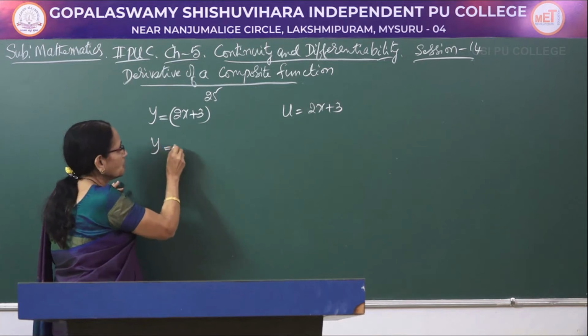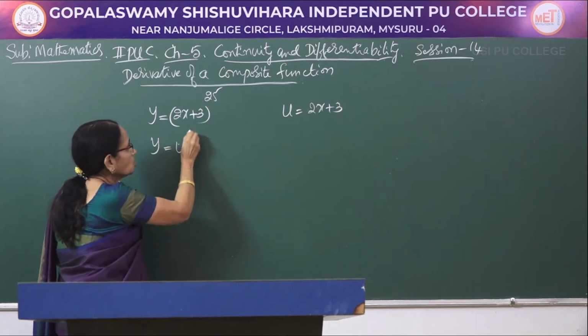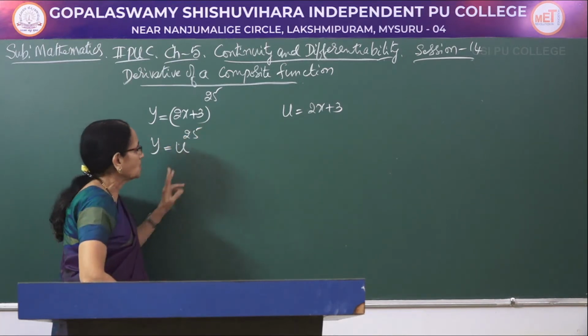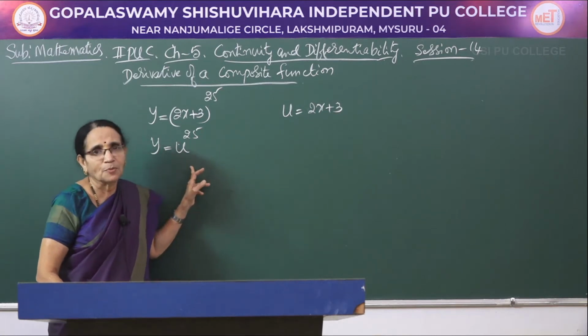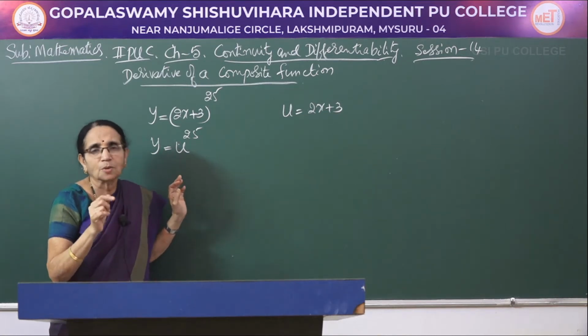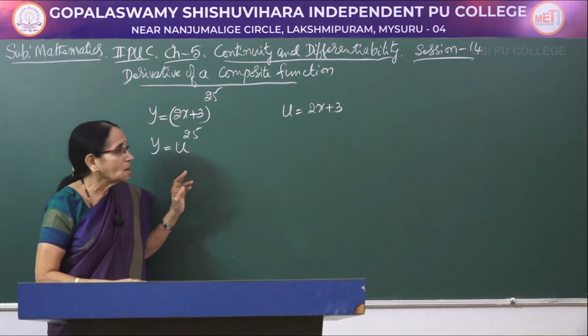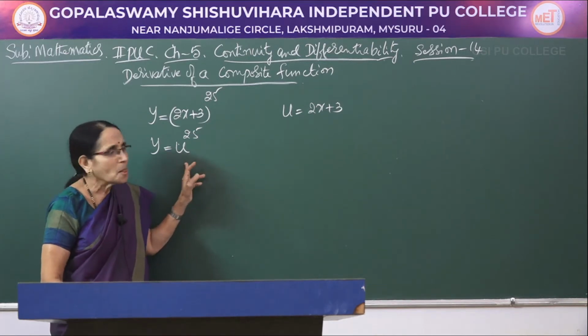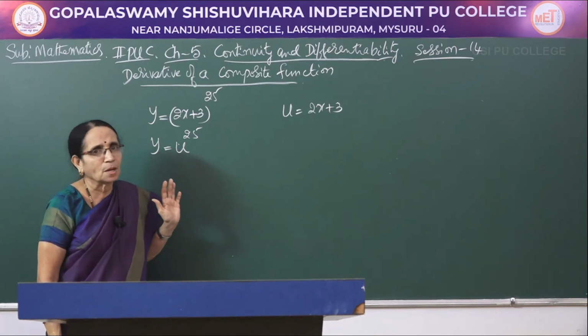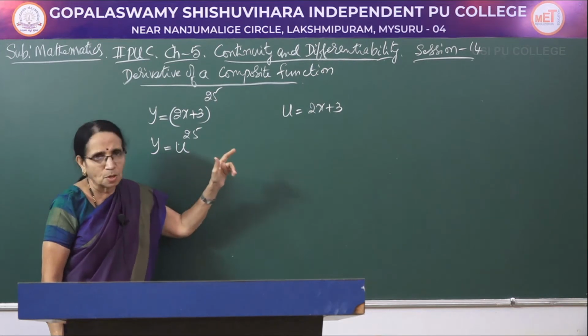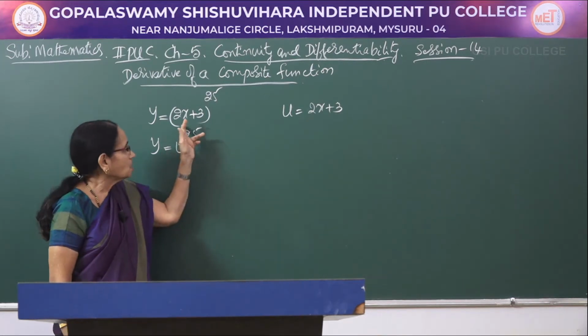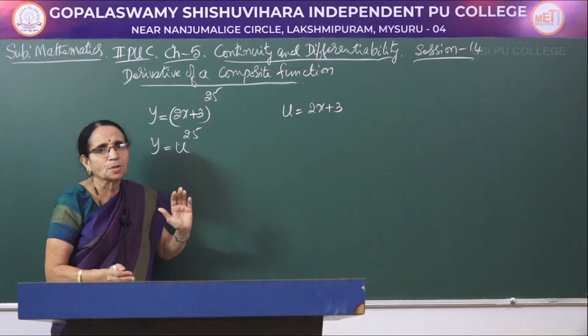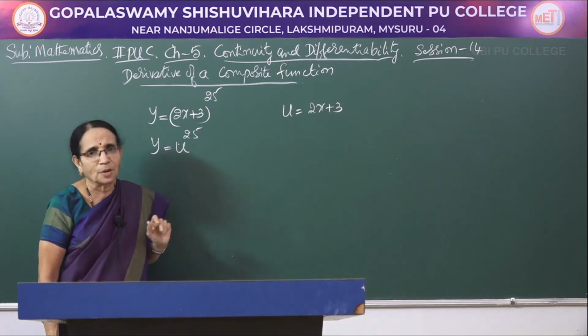Then what happens to the function? It becomes u to the power 25. Look here, now it has become a simple function. In the x to the power n formula I have studied, in the place of x I now have u, and in the place of n it is equal to 25. So, by making that substitution, the function, though it was a complicated or composite function, has become a simple function.